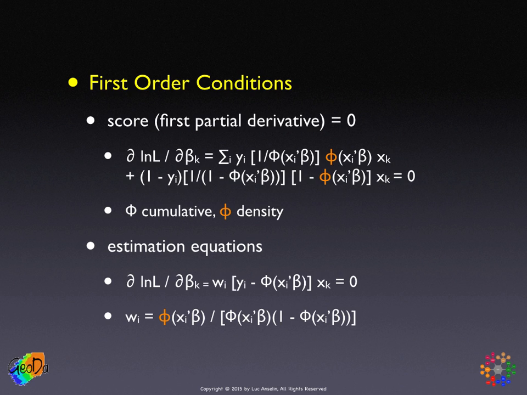Now this w sub i comes from the score, this complicated expression that includes both the density of the standard normal as well as the cumulative distribution of the standard normal. In fact, the ratio of the density evaluated at x sub i beta over the product of the probability and its complement, phi times 1 minus phi, is this weight. And this will come back a number of times later on. It plays an important role in defining a concept of a generalized residual.